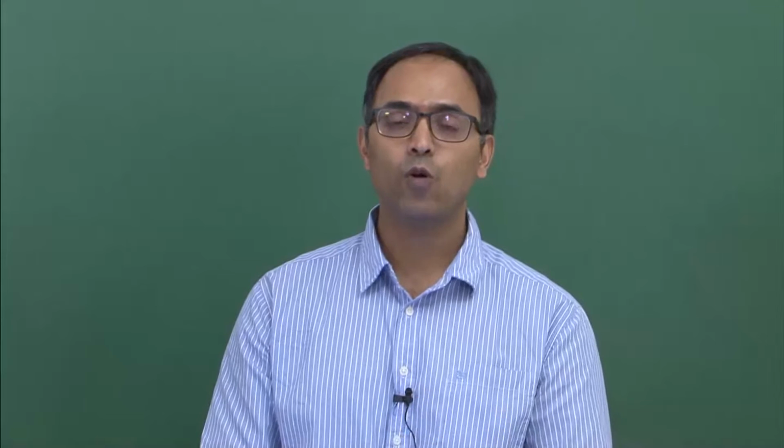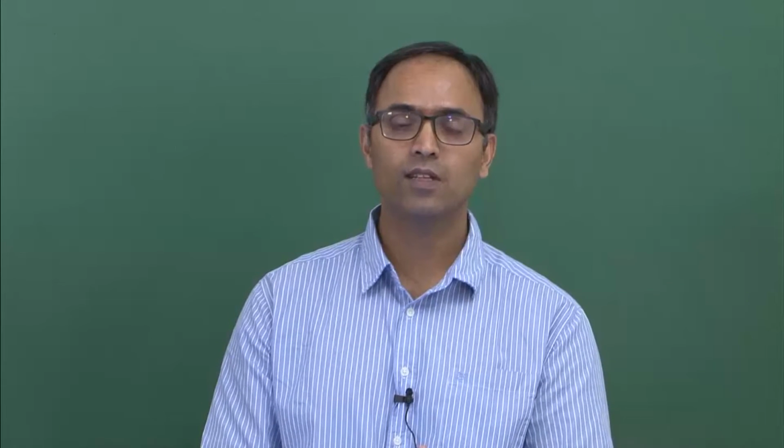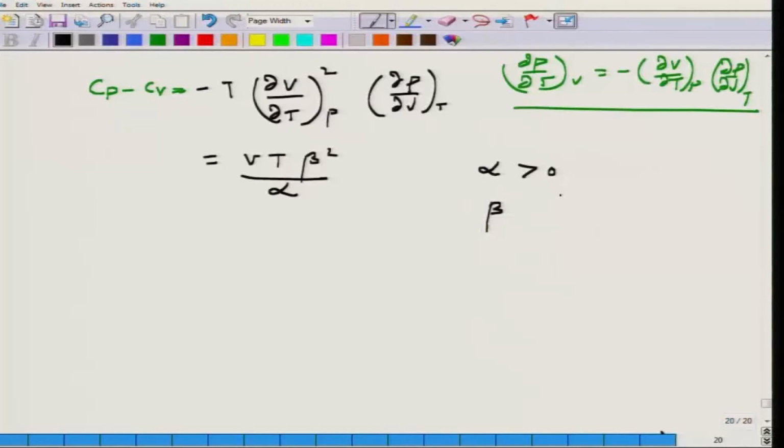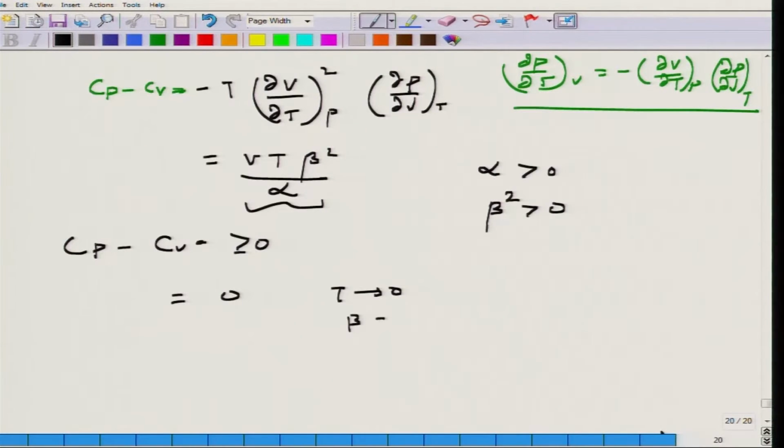For example, for water, beta is maximum at 4 degrees Celsius, but it is negative below 4 degrees Celsius. But beta squared is going to be greater than 0, so this particular term is going to be greater than or equal to 0. For the case where beta is 0, this term is going to be 0. This can be 0 when temperature approaches 0 or beta is 0, otherwise positive. For the case of an ideal gas, this is nothing but R. So with this, of course, we showed with the formal expression that Cp is greater than Cv.